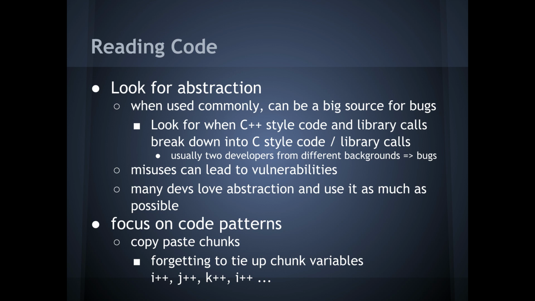And also misuses of abstraction can lead to vulnerabilities, and things like JavaScript can lead to type confusion, which can cause vulnerabilities. And also focus on code patterns, especially those 4 a.m. code patterns where people copy paste stuff and forget to tie up the chunks that they copy pasted, the variables that pertain to each one. Perhaps in the first chunk they do i++, then in the next chunk j++, the third chunk k++, and the fourth chunk they use the next variable, but in some place they use i.